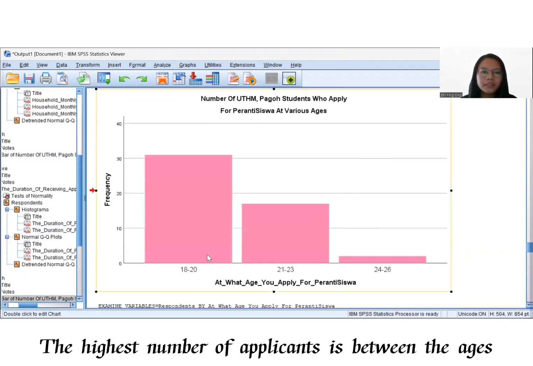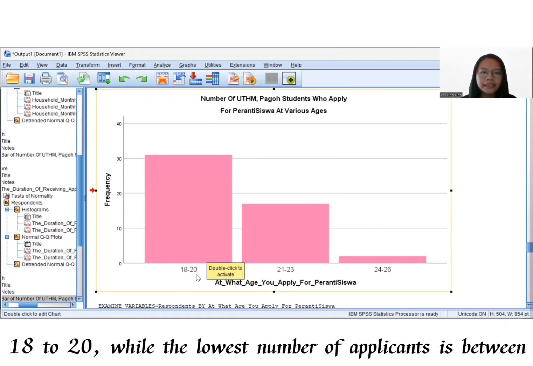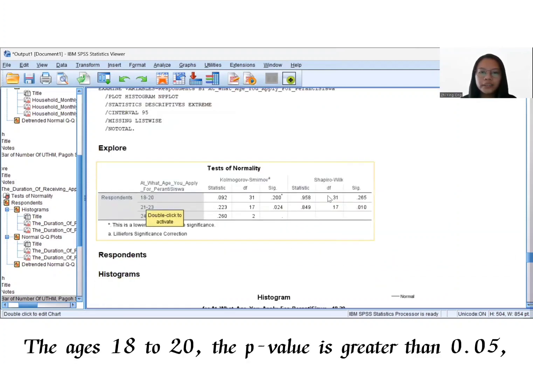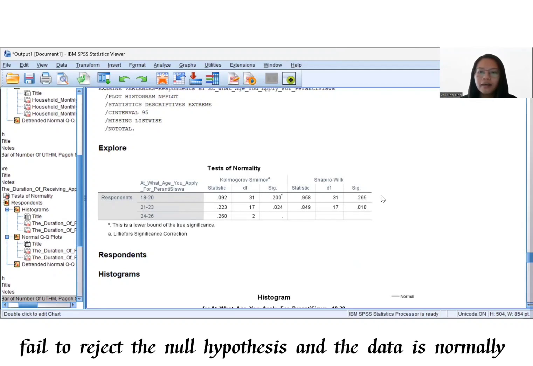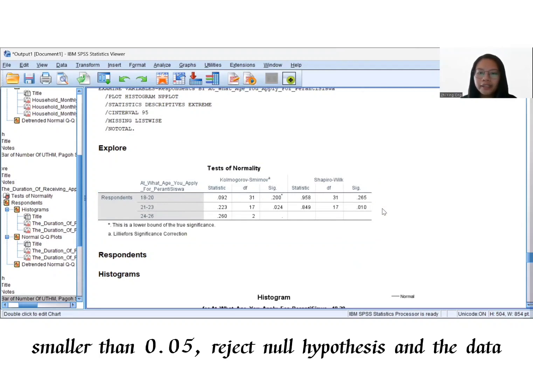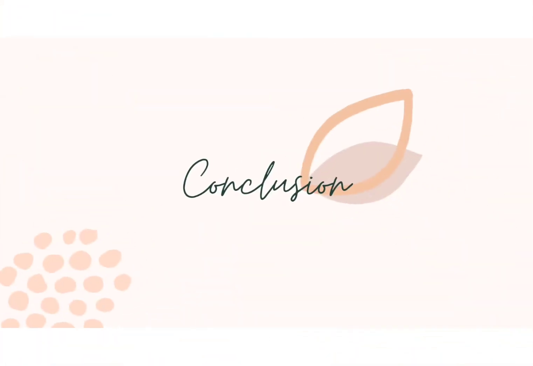The highest number of applicants is between the ages 18 to 20, while the lowest number of applicants is between the ages 24 to 26. For the ages 18 to 20, the p-value is greater than 0.05, so we fail to reject the null hypothesis, and the data is normally distributed. While for the ages 21 to 23, the p-value is smaller than 0.05, so we reject the null hypothesis, and the data is not normally distributed.